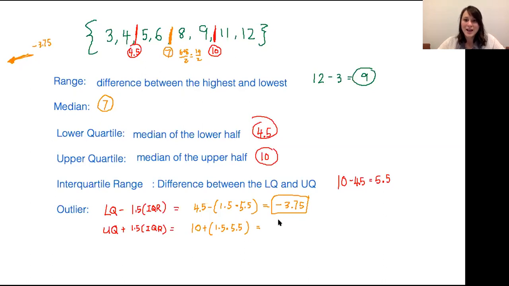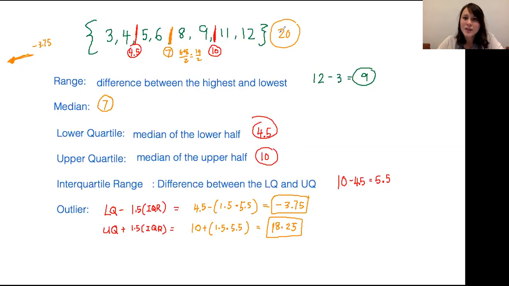So this is saying any number above 18.25 is now considered an outlier. So earlier I put the number 20 here, and I'm saying, okay, would 20 be an outlier? Well, yes, because 20 is greater than 18.25, and so that would be an outlier.